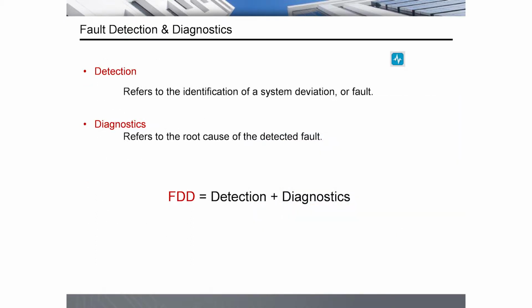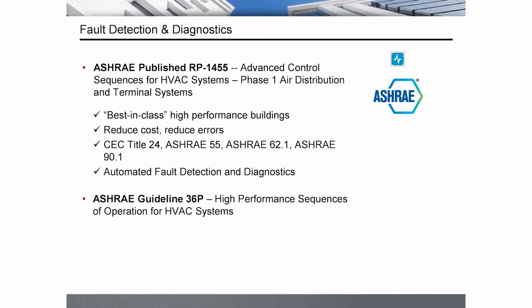So FDD is basically defined as two parts, detection and diagnostics. And if you think about detection, detection is looking at things that have already happened. I'm away from set point or a piece of equipment has failed. And then diagnostics is looking for the root cause of the defective fault. So that's where you get detection and diagnostics.